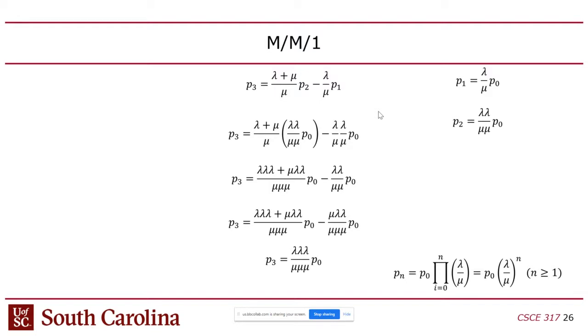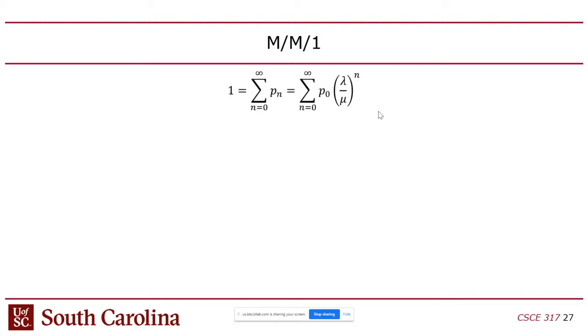Okay, that's nicer, except it still doesn't get us what we want. I want to give a state number and know the probability of that just as a function of lambda and mu. We still have this issue because there's a p0 in the equation, and I don't know what p0 is. So we have to figure that out.